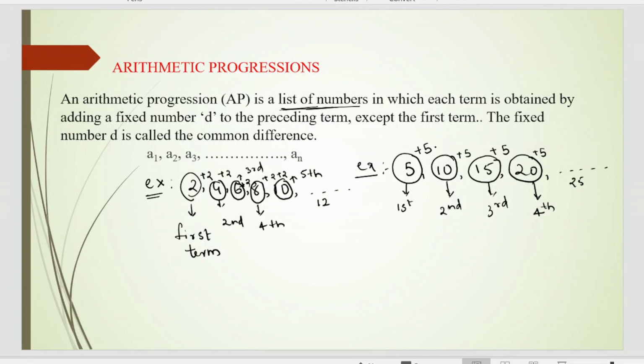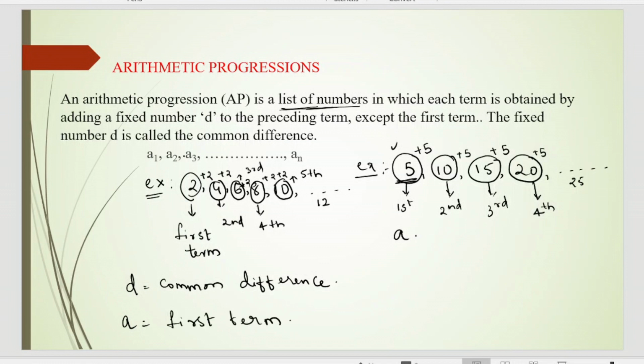So here the fixed number is constant, right? The fixed number is the same. Clear? So this fixed number is called the common difference. It is denoted by D. D is your common difference. And the first term, this 5, is denoted with A. A is your first term.